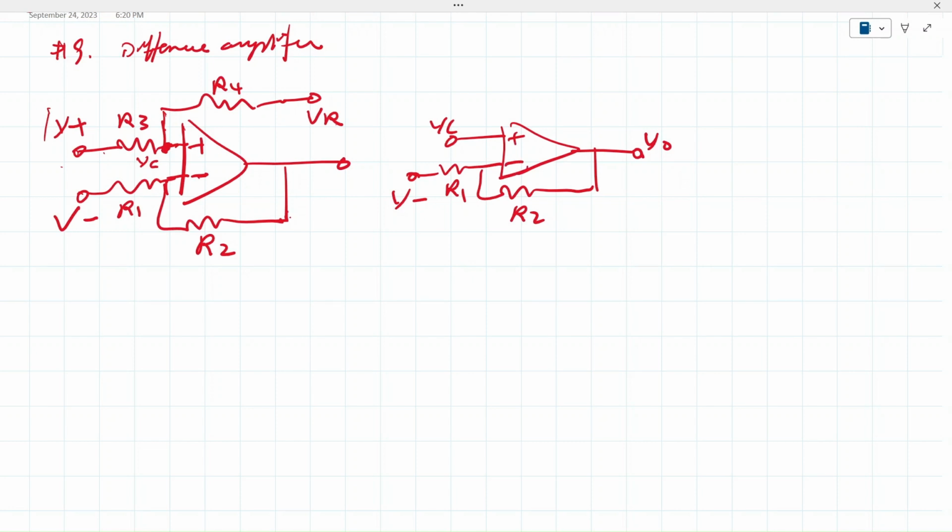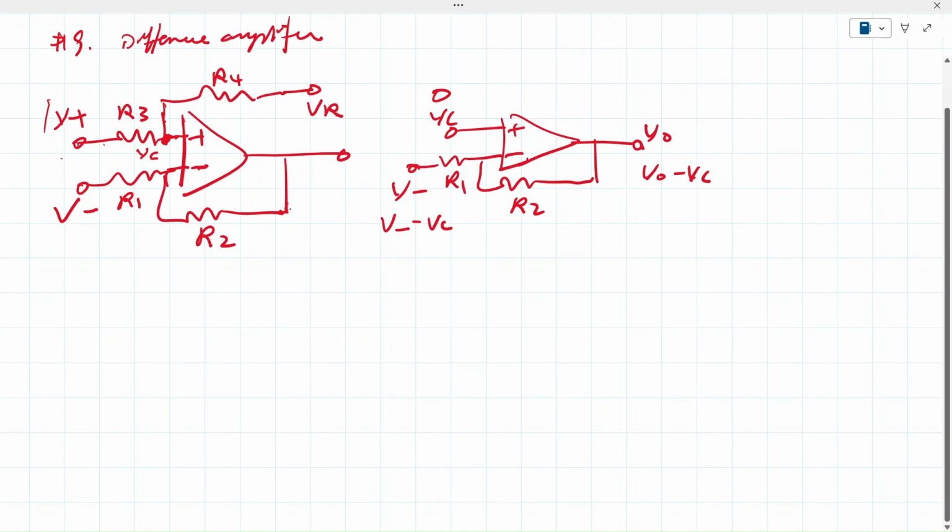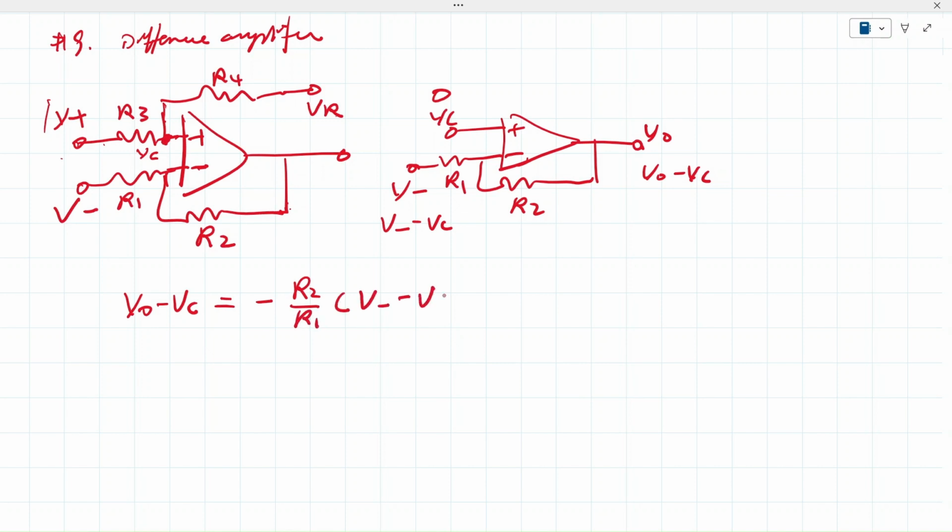Okay, the quicker way we normally do is we just reference everything relative to VC. So we have V minus VC for the input, V out minus VC, and VC minus VC here turns into 0 volts. Now this turns into a typical inverting amplifier we all know, right? So we can write out the V out voltage: V out minus VC equals minus R2 over R1 times V minus minus VC.